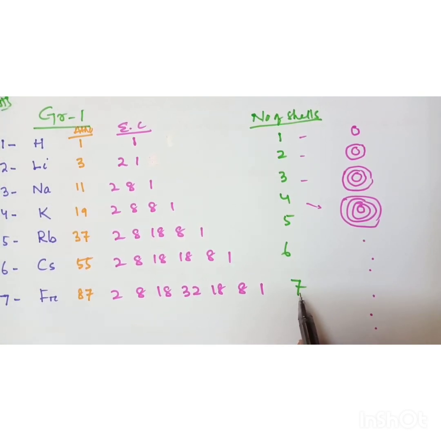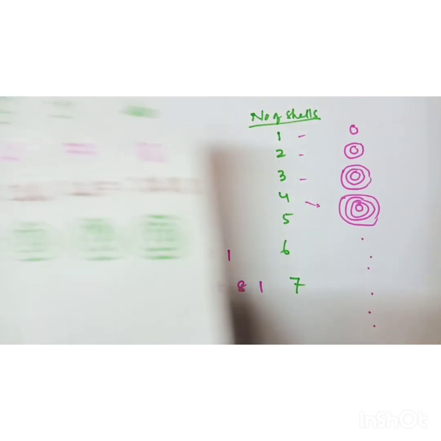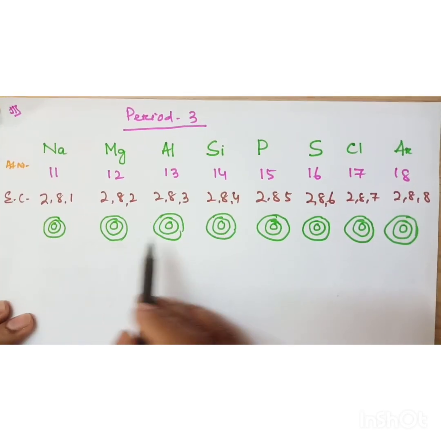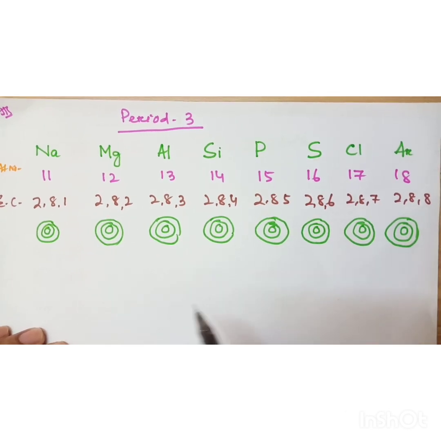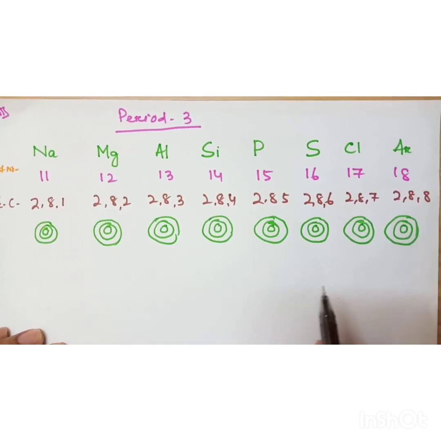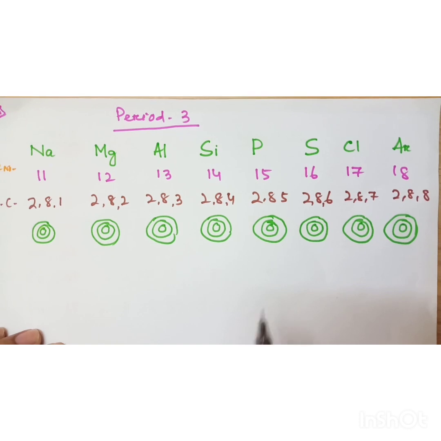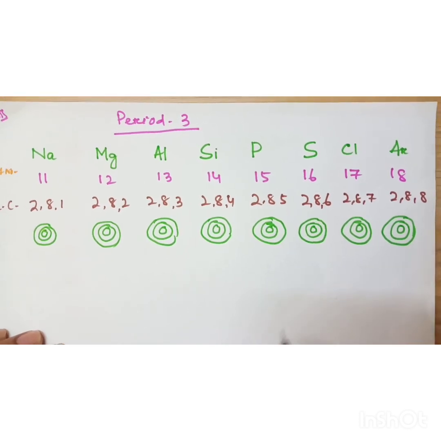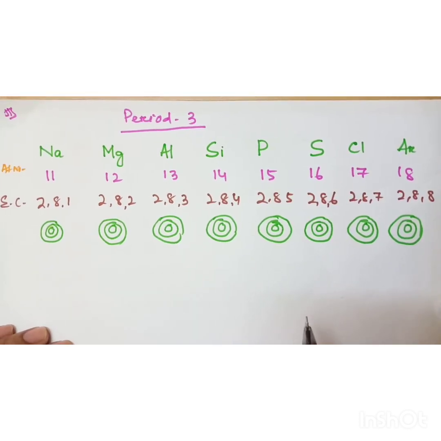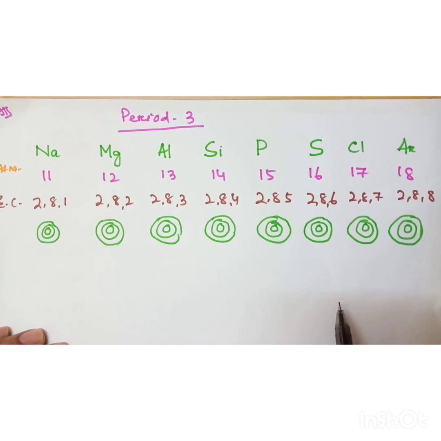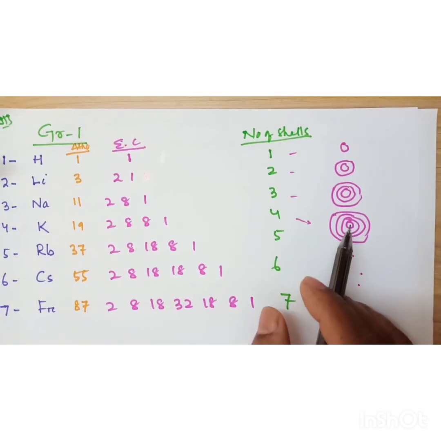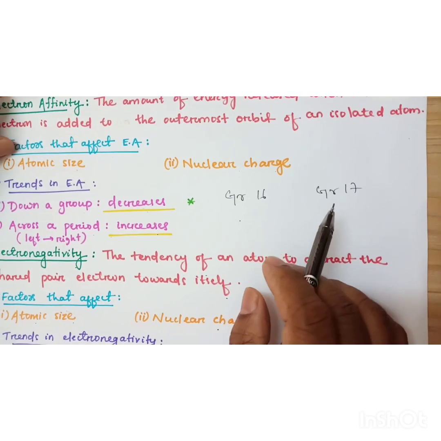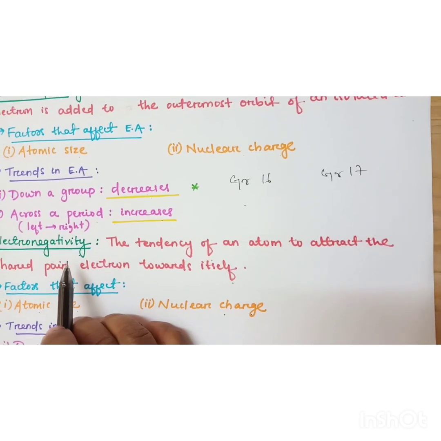Now come to along a period. Along a period from left to right, what happens? The nuclear charge increases. The greater the nuclear charge, the greater the electron affinity. Why? Increasing nuclear charge increases the effective attractive force on the valence electrons, therefore it increases. Okay. Now come to another property, electronegativity.